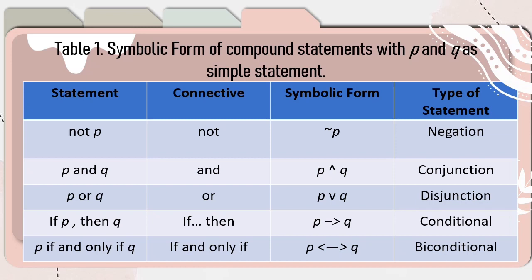So what are the connectives of the statements? The connective for negation is not, in conjunction it is and, in disjunction it is or, in conditional it is if then, and lastly in biconditional it is if and only if. Their symbolic form is shown in the table, and the statements are represented symbolically by lowercase letters P, Q, R, and S, and new statements can be created from existing statements in many ways.